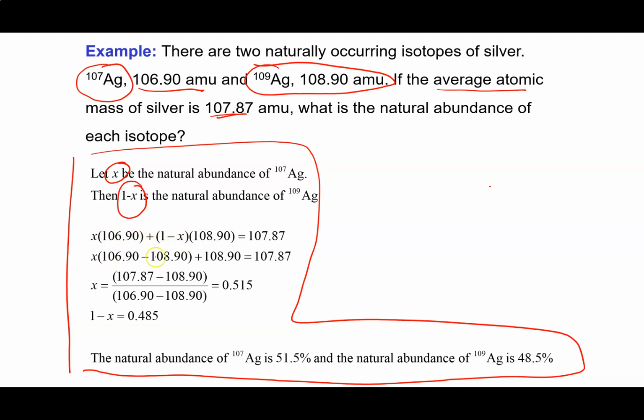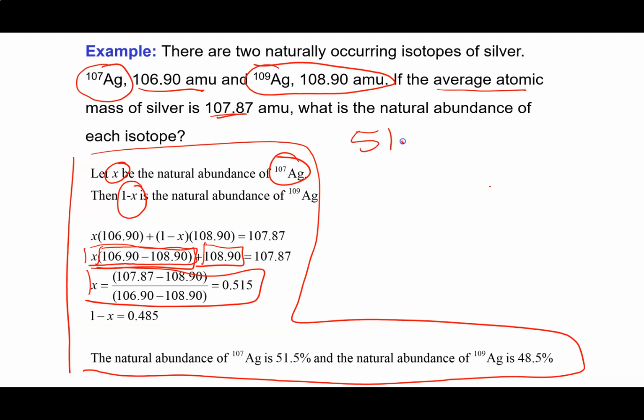x times 1 is 6.19 plus 1 lot of 108.90 minus x lots of 108.90. So that gives me that first term, collecting the like terms, and that guy there. And so now I can solve for x. I've just got to subtract 108.90 from both sides and then divide by the multiplier of x. So when I do that, I get what x is. And remember that x is the fraction of 107.